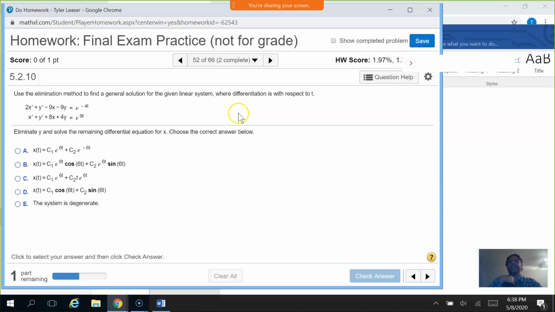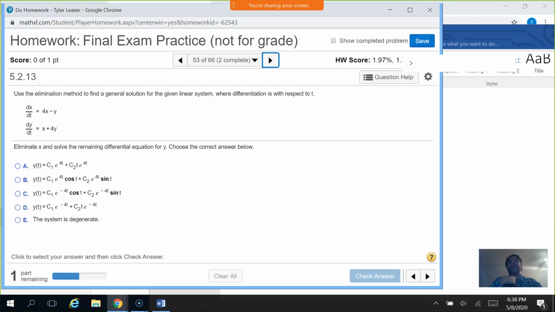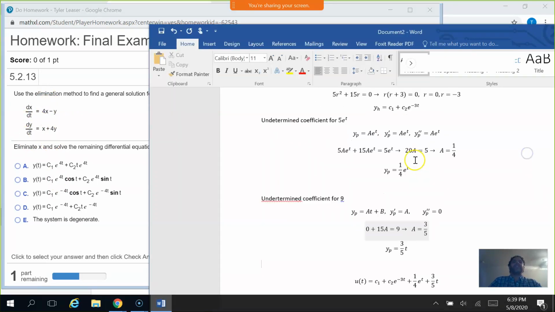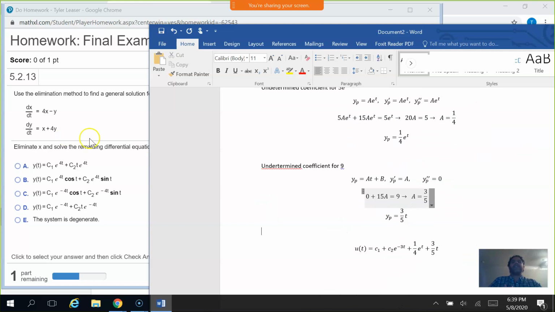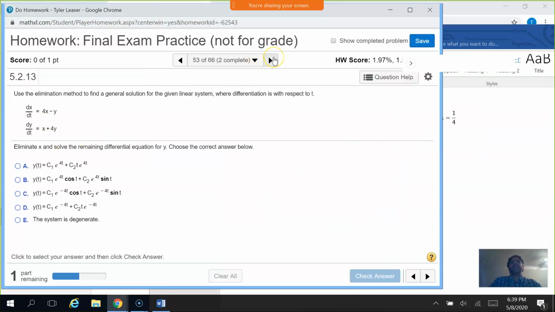Now let's see what else we got here in chapter 5. Here's another one. It's the same exact thing. It's just this time they don't have the operators written out already. You would have to figure out your own operators based on this. Skip that one. Same thing, right? Another operator type question. This one doesn't look quite as hard. It's not as long, but it's the same setup. You would rewrite this using these D operators and then eliminate one to solve for the other.